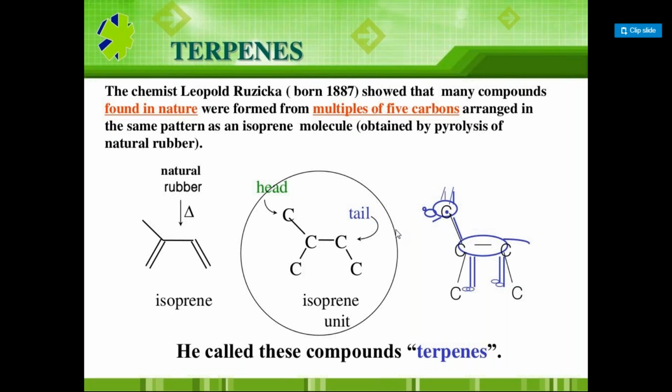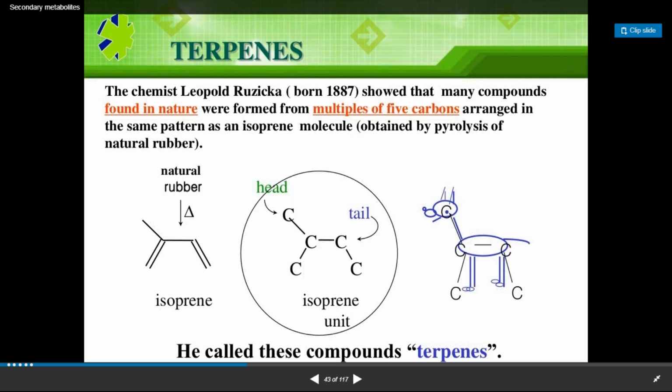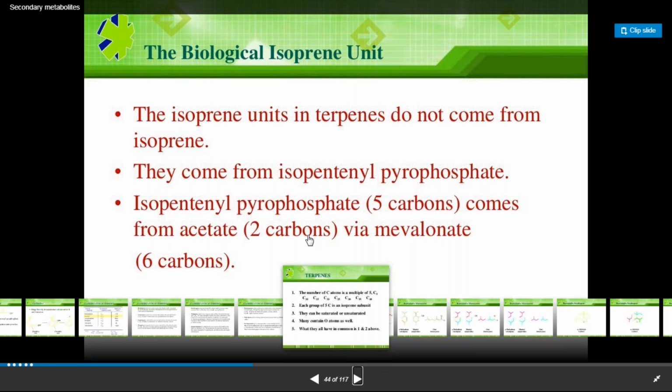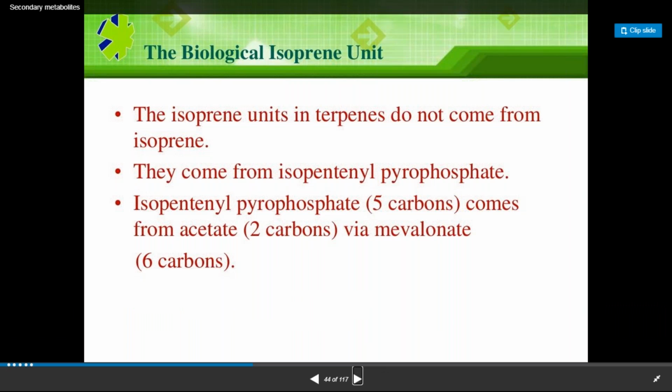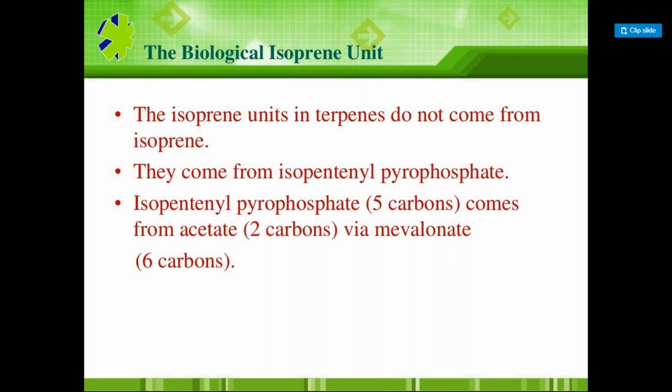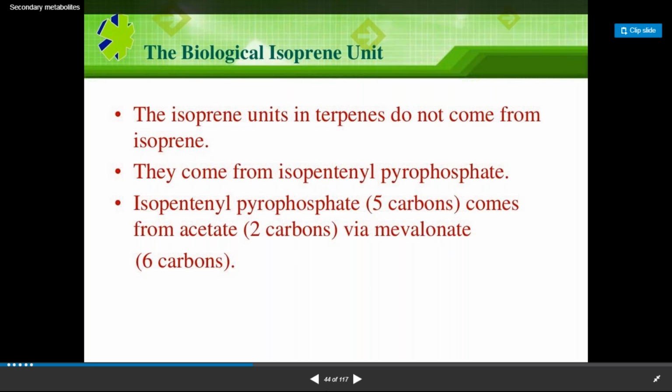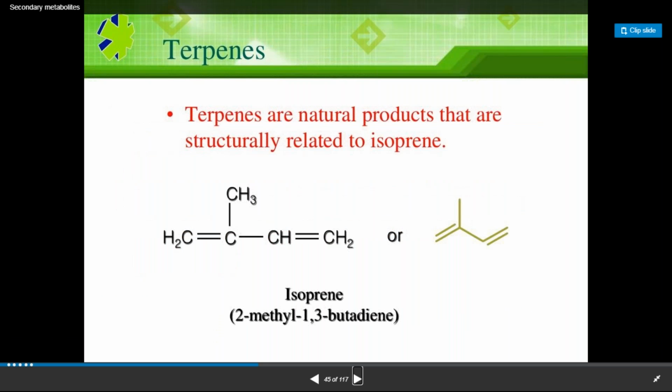Even natural rubber is a polyterpene. It has similar units of isoprene joined together. So it has C5H8 units. Let's come to the biological isoprene unit. Isoprene units in terpenes do not come from isoprene, they come from isopentenyl pyrophosphate. So we have discussed the acetate pathway or the mevalonic acid pathway, and we know that acetate through the mevalonate pathway will form isopentenyl pyrophosphate, which has 5 carbons. Isopentenyl pyrophosphate has 5 carbons, and the remaining will be multiples of this. These are nothing but natural products related to isoprene.